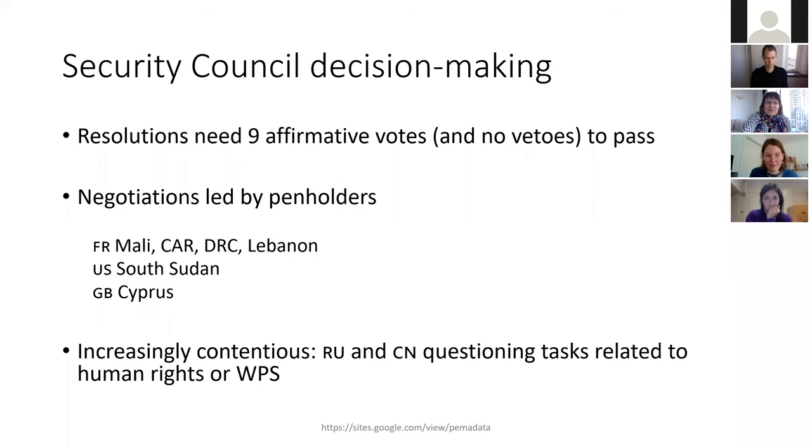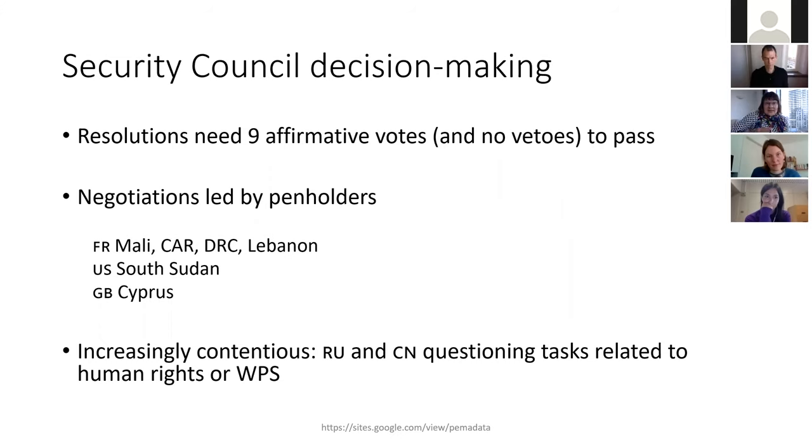And in order to adopt a peacekeeping resolution, a new or an amended peacekeeping mandate, 9 affirmative votes are necessary and no vetoes. And for most of the Cold War period, peacekeeping negotiations haven't been very contentious. It was usually not very difficult to reach consensus, of course, with some prominent exceptions like the missions in the Balkans, which were quite contentious.